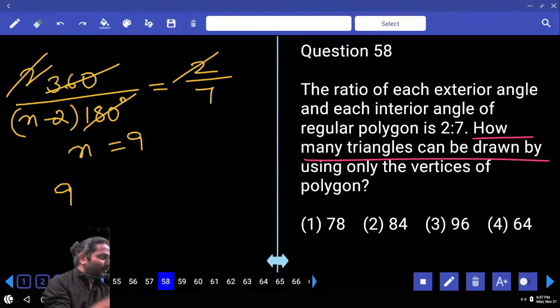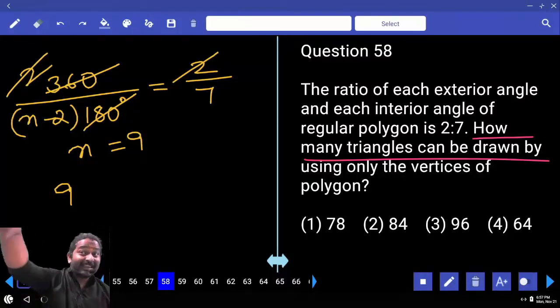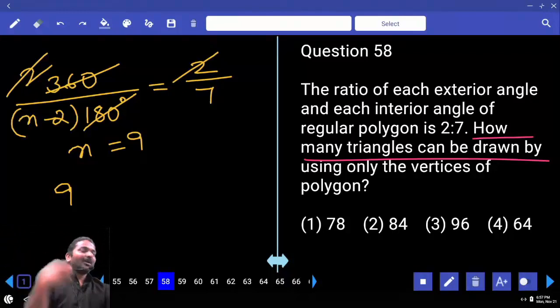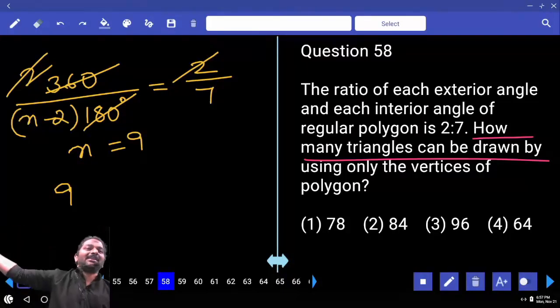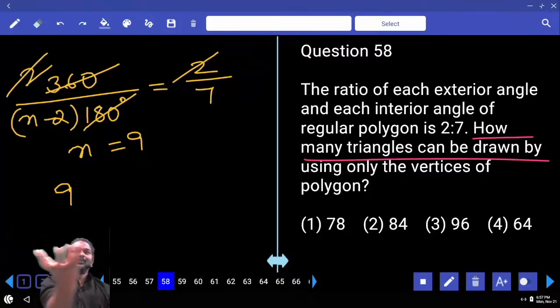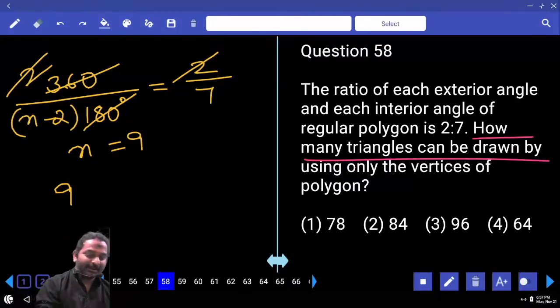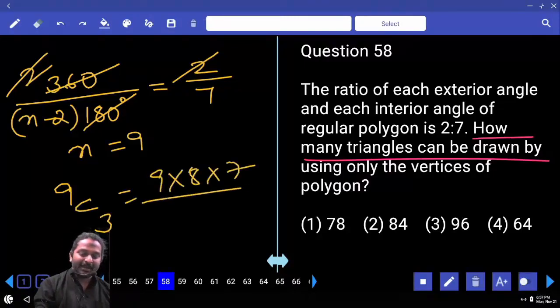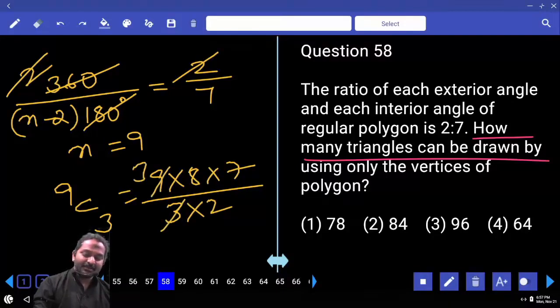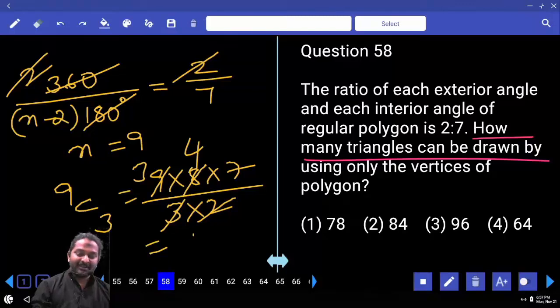I think I've told you already. If it is selection, there is a bag, and you have to pick from the bag. It is NC3. Then the ones that come into your hand must be arranged, then NP3. Okay? Right. 9C3 is 9 into 8 into 7 by 3 into 2 into 1. 3 times 4 is 12, 12 into 7 is 84.